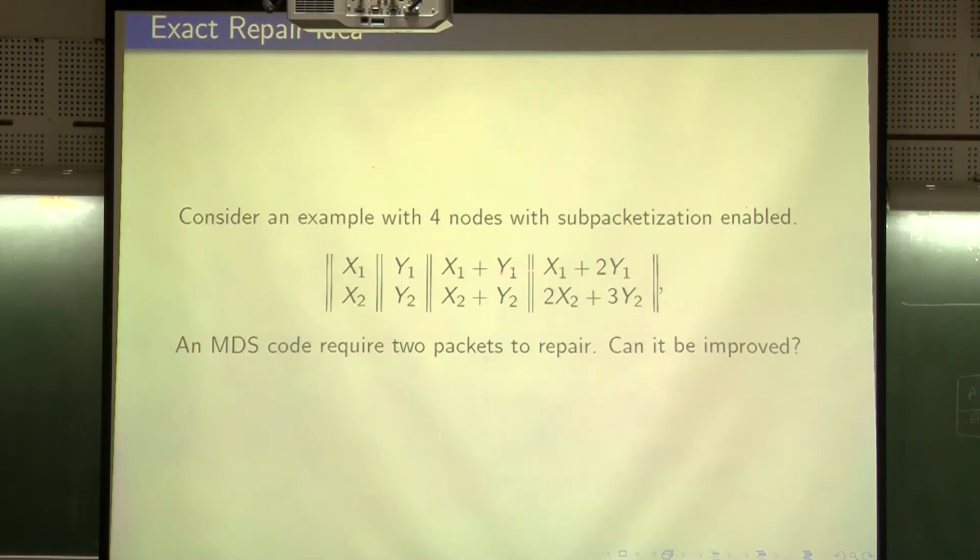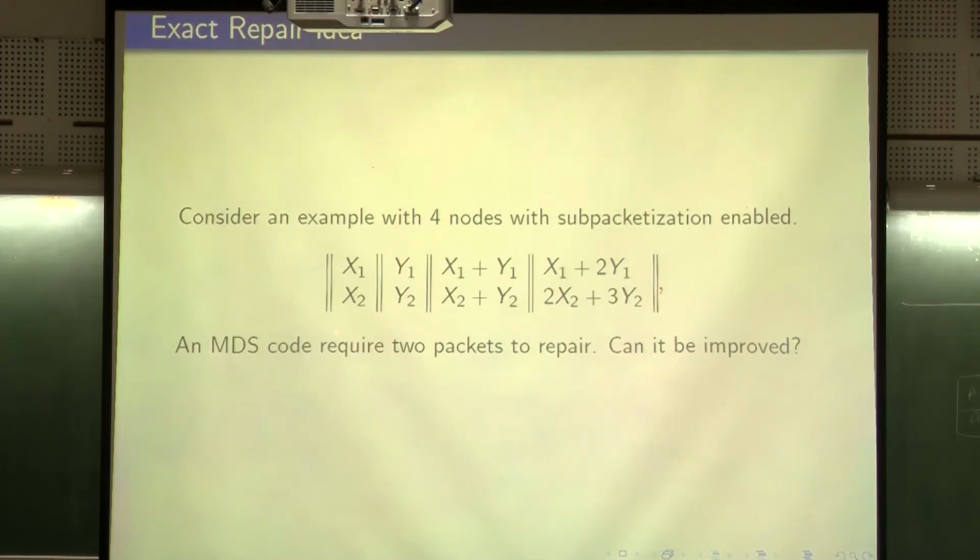If you have an exact repair idea, let us say there are four nodes with sub-packetization enabled. Each node now has more than one symbol, alpha equal to 2 in this case, because the data is divided into 2, and we still keep the rest of the nodes as linear combinations of this data. This is an MDS code in this case. I put 2, 3 and so on, which doesn't mean anything, it's just on some field. I don't really need any calculations over it. This is MDS as required.